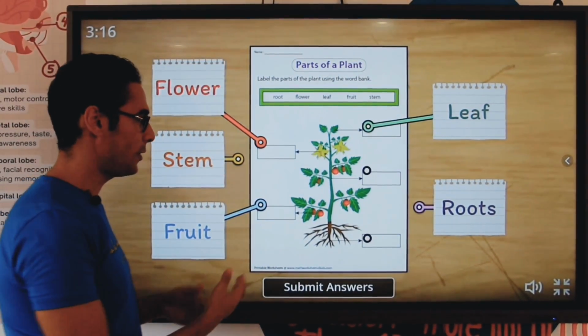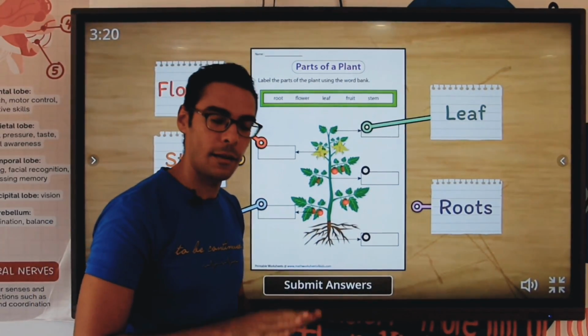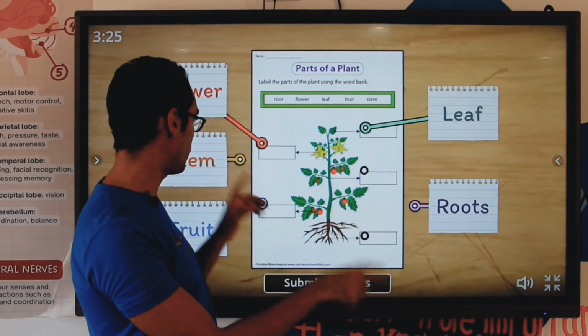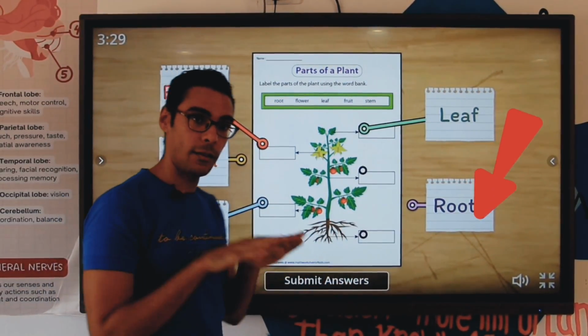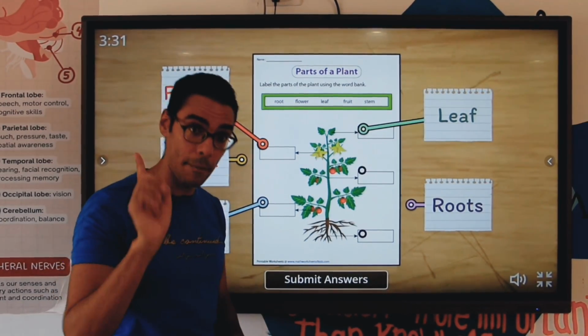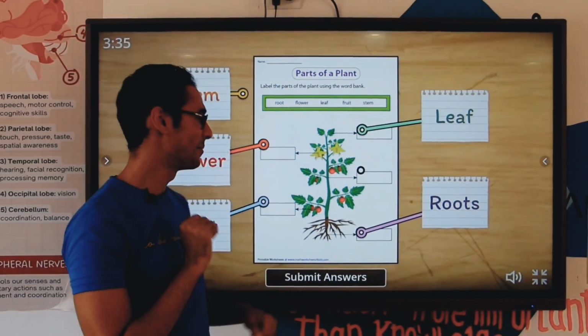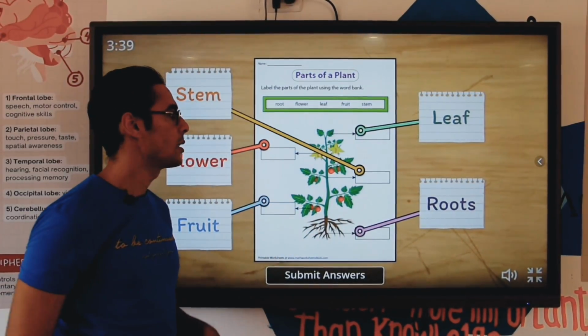The upcoming part, which is here. What do you think is the part of the plant that is found in the soil underground? You have just two choices here. Is it the stem or the roots? What do you think the name of the part of the plant underground is? Amazing. Roots. Perfect. And the last part there is going to be the stem.